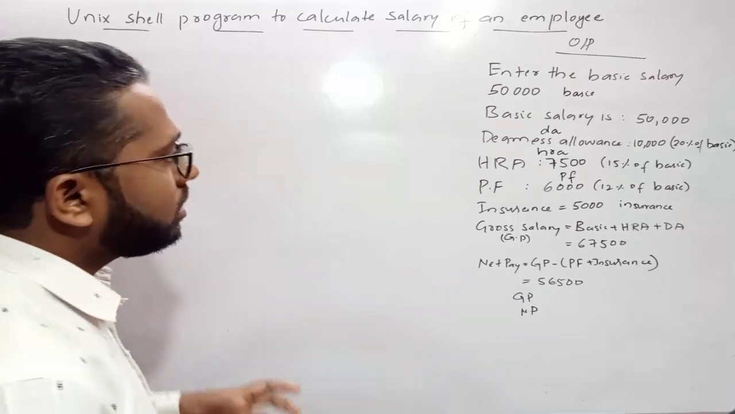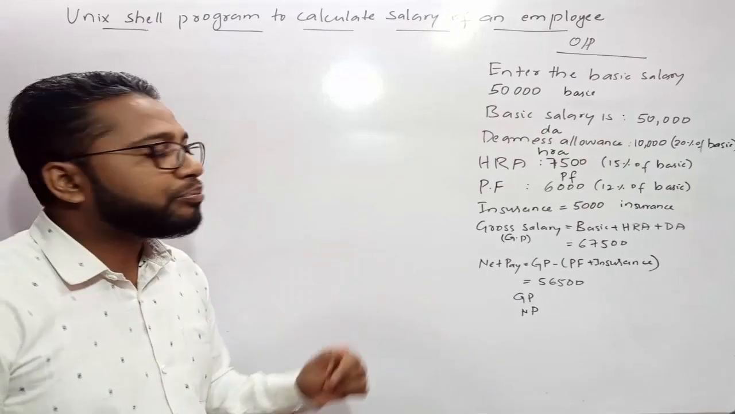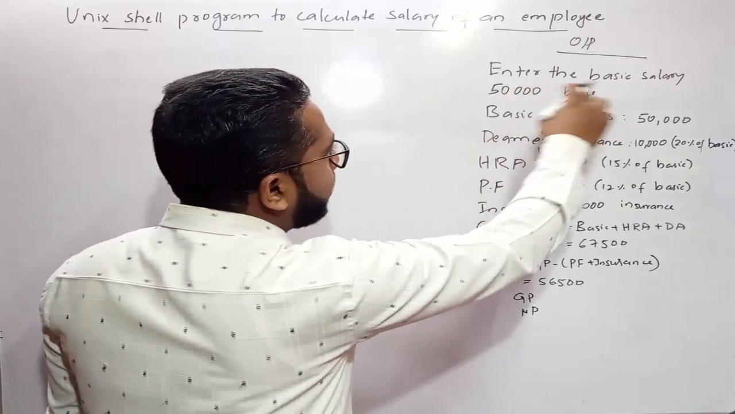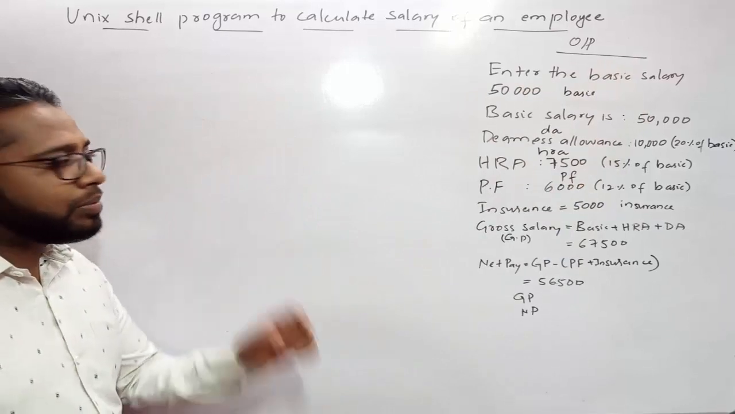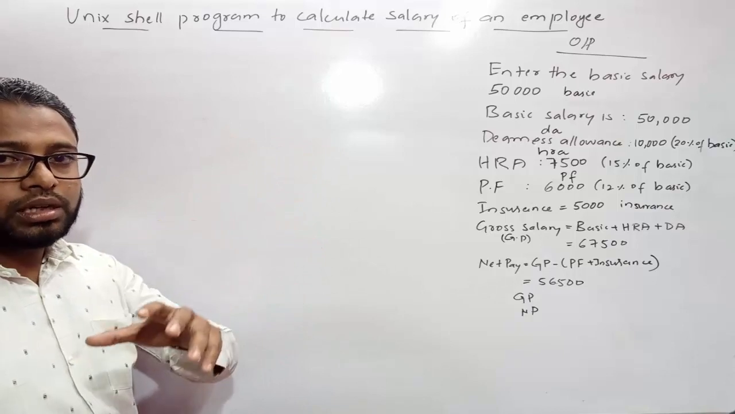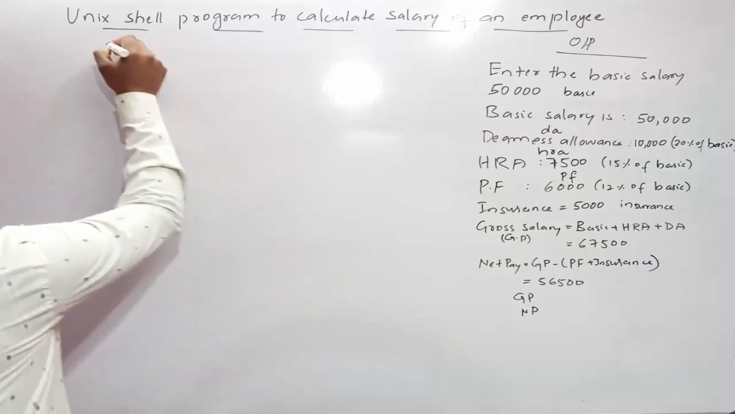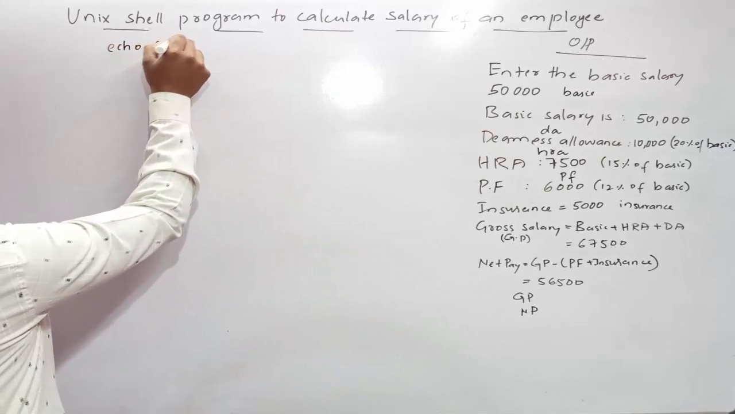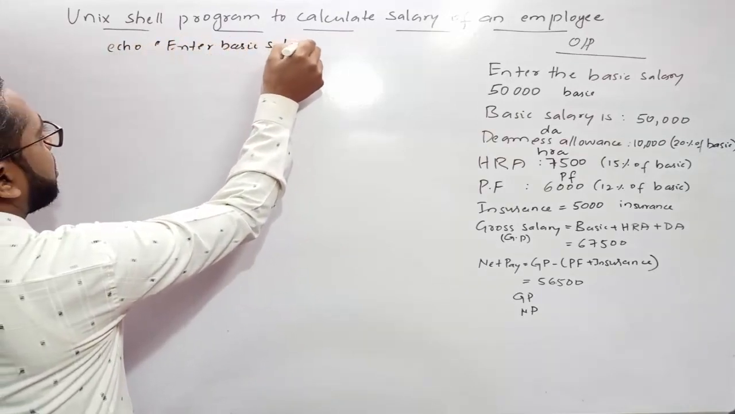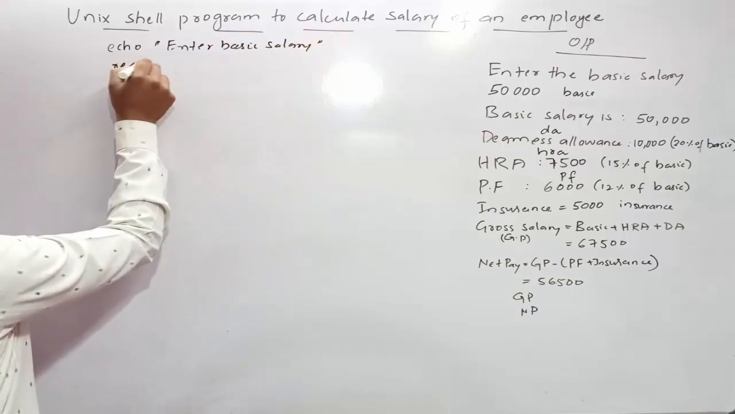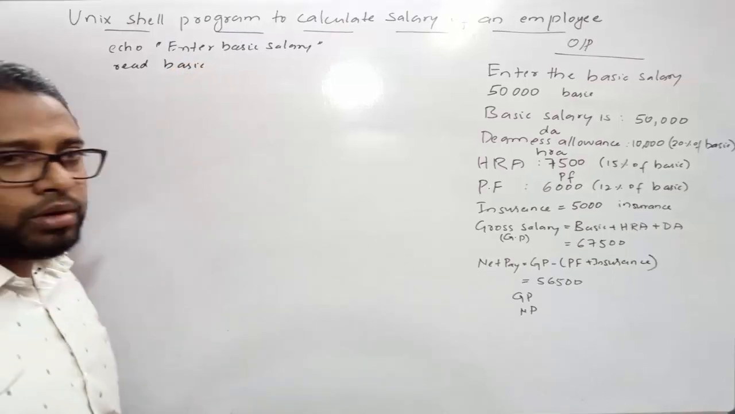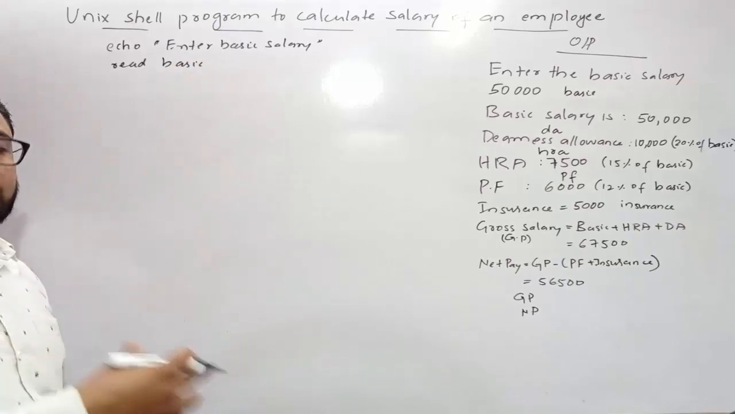Now let us start writing the program. As you can see, when the program gets executed, it's asking the user to enter the basic salary. To print that message on the terminal, we know that we were using the echo command, like this: echo space double quote, enter basic salary, and then we will be using the read command to store the value inside the basic variable. This was the method which we saw in earlier videos.